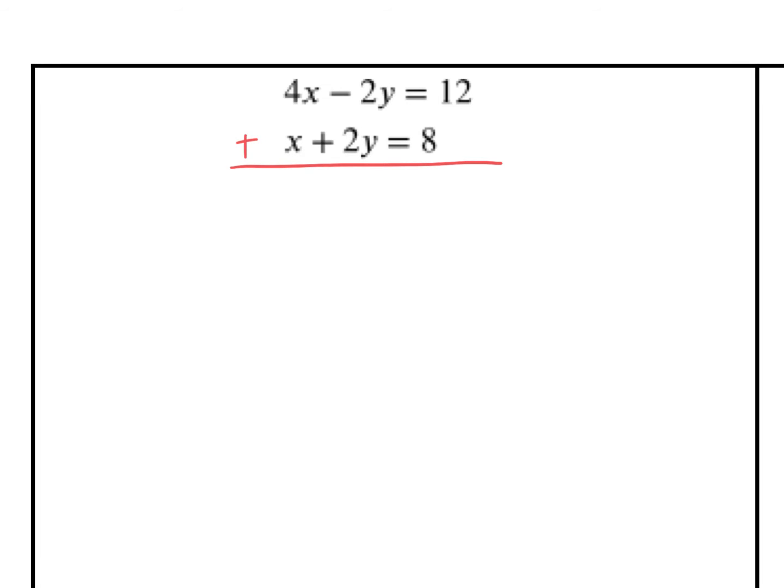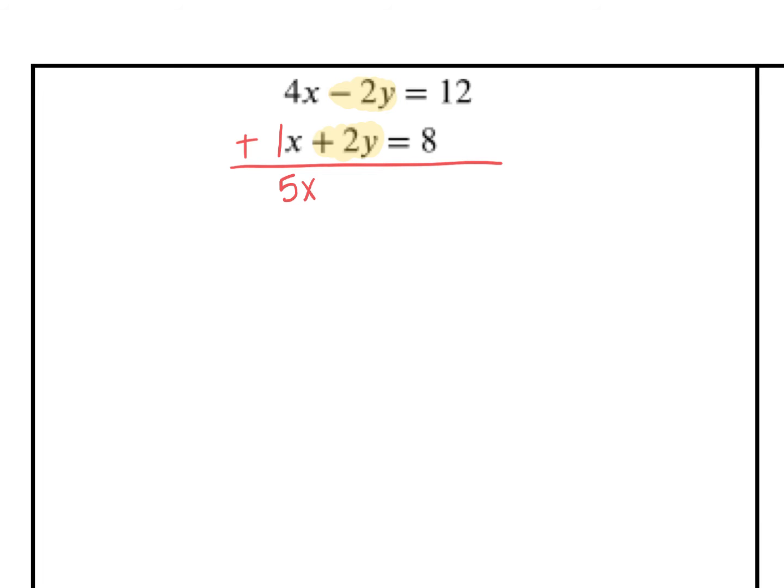And notice that if you look at the y variable, we have a negative 2y and a positive 2y. So that's what I meant by opposites. One is negative, one is positive, so they have opposite signs. And so look what happens when we add this equation together. It is important to know that our x's and y's and constants all do need to be in line with each other.